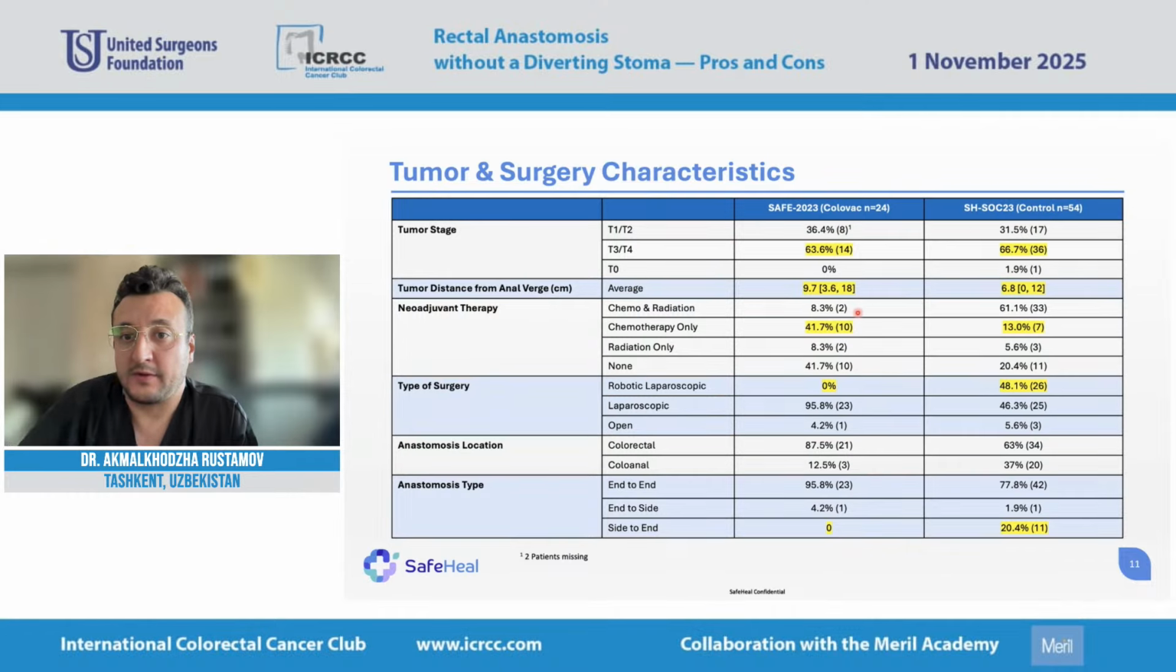In terms of preoperative therapy, nearly half of ColoVac patients had received chemotherapy alone, while the control group had a higher proportion receiving combined chemoradiation. All ColoVac procedures were laparoscopic with no robotic surgeries, whereas almost half of control cases used a robotic approach. The majority of anastomoses were colorectal end-to-end, consistent with standard low anterior resection. Overall, both groups were comparable, though ColoVac patients tended to have a slightly higher anastomosis level and fewer pre-treated tumors.